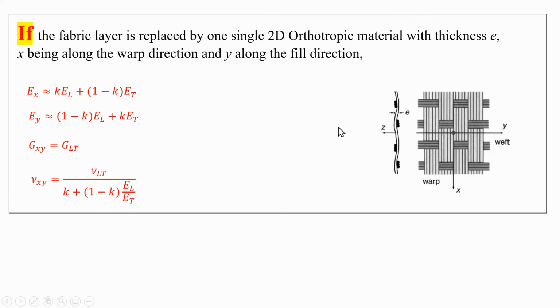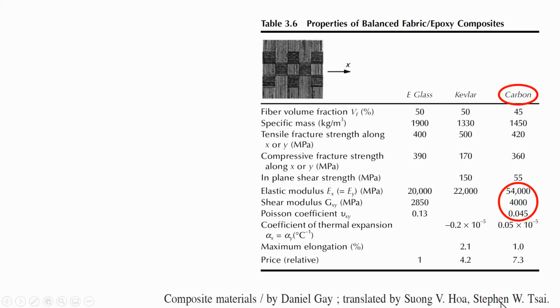Now, the first one that I showed you immediately before this was taking your plain fabric and decomposing it into two unidirectional plies. This one is estimating the four numbers that you want based on what you know about the unidirectional one. And this is the textbook that I was talking about, and I'm going to be using a plain weave fabric, carbon epoxy combination, and these are the four numbers that I'm going to be needing.